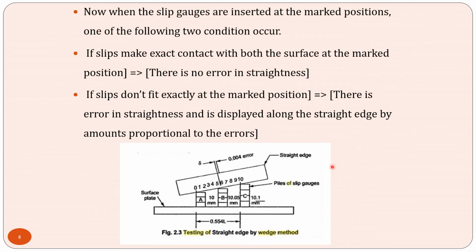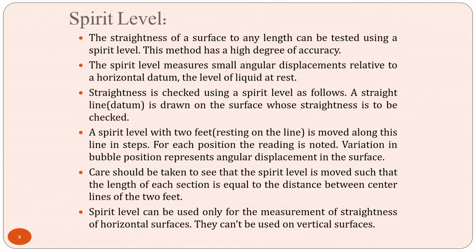By using slip gauges also we can calibrate the straight edge. The straight edge has to be calibrated periodically, and we have to ensure that the straight edge is placed on a slip gauge piling. That is, the slip gauges will be fixed over the surface plate, and we have to ensure that the straight edge which we are using as an instrument is error free.